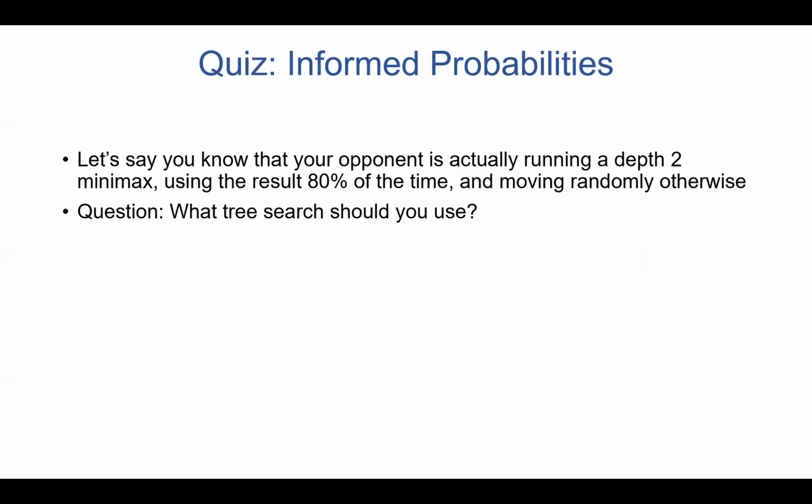Suppose that you know that your opponent is actually running a depth 2 minimax, like going down 2 layers, using minimax search 80% of the time and moving randomly otherwise. 80% of the time it's acting as minimax, and 20% of the time it's acting as just random. What tree search do you think we should use? Minimax or Expectimax?